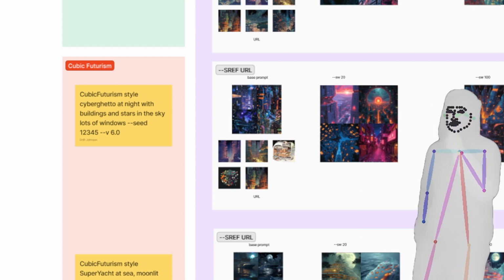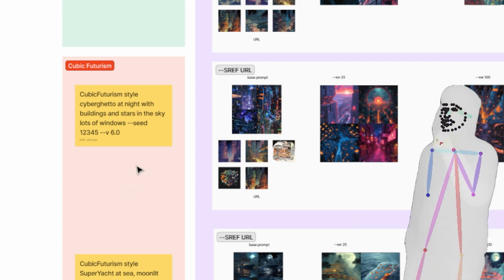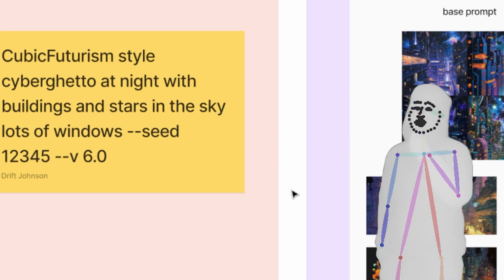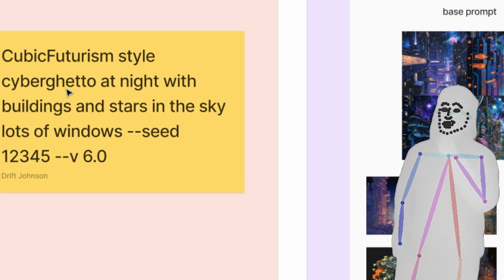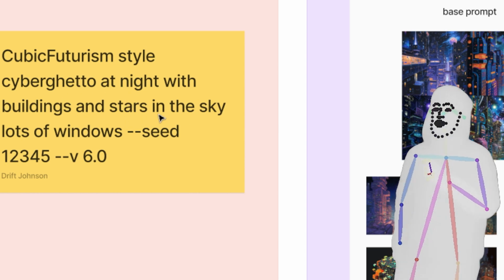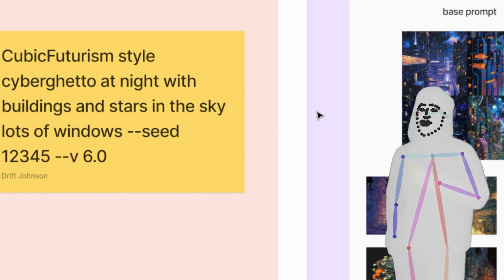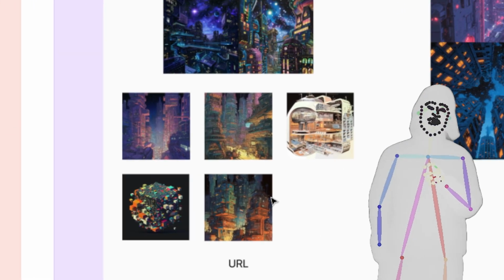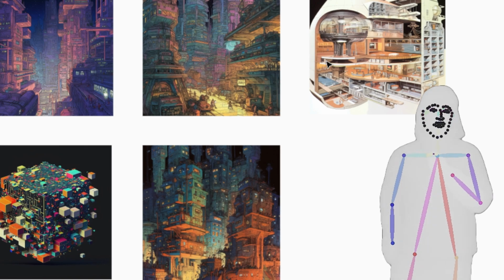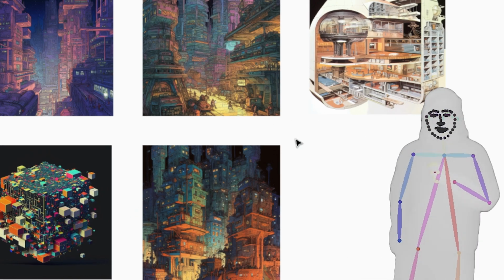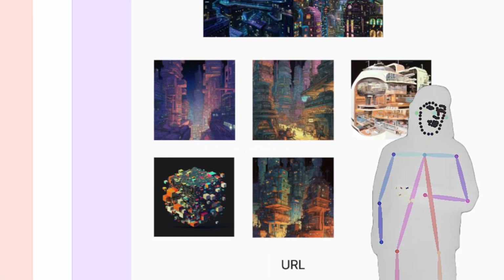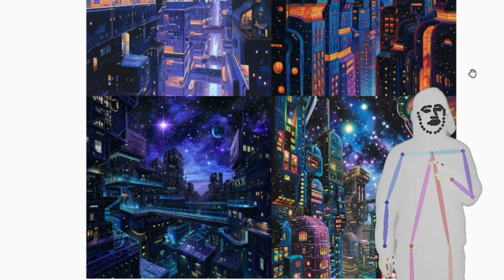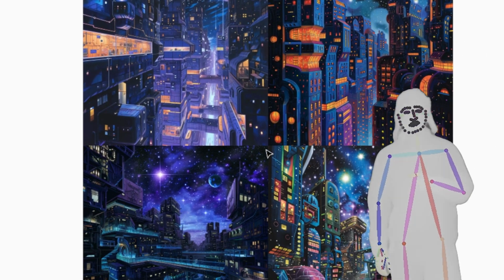So then I decided, oh, well, how about we use a completely different prompt here. Cubic futurism style cyber ghetto at night with buildings and stars. Lots of windows. But what I've done this time is I've added a couple of different images to see how that's going to influence. These are from different sets. So this is from a cutaway model I made. This is just bare, so the prompt should be making stuff like this.